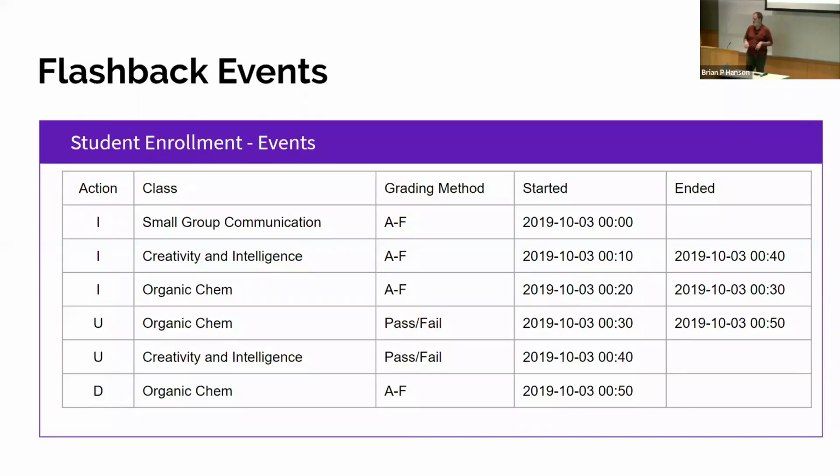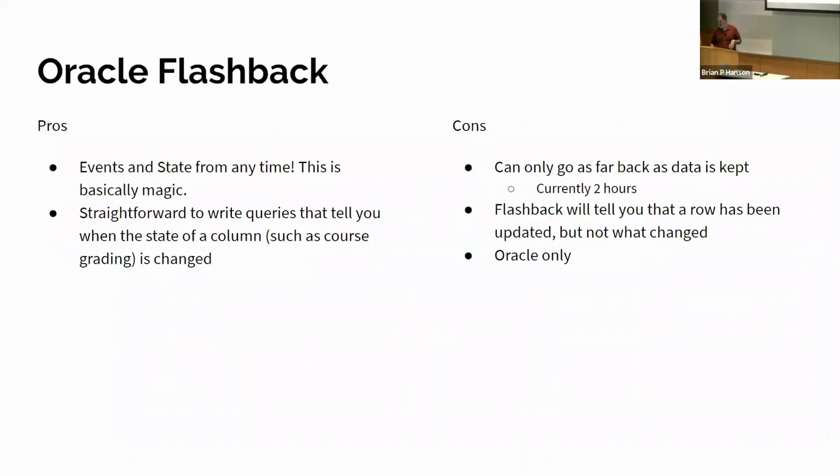And so you can piece this together, and you can see this listing of events, everything that happened for these rows in the database. This is something we've never seen before. And to me, this is basically magic, right? Oracle is now able to say, I can show you events and state from any time, and put some quotes around any there. And it's fairly straightforward to write queries that then let you see how a column for this one row changed over time, if that's the sort of thing that you're looking at, which we had to do for one of our applications.